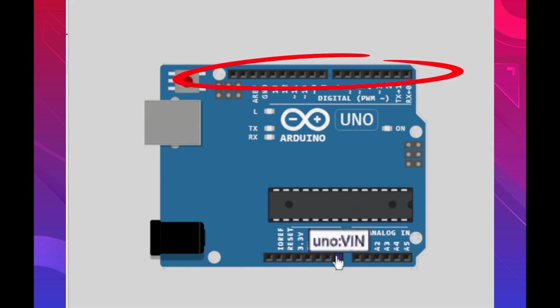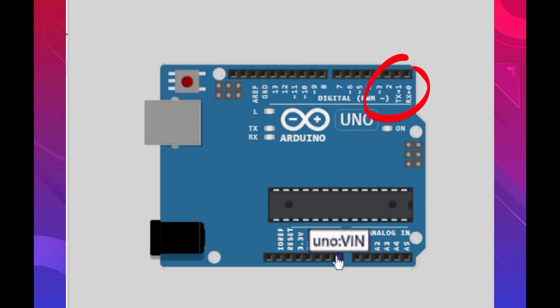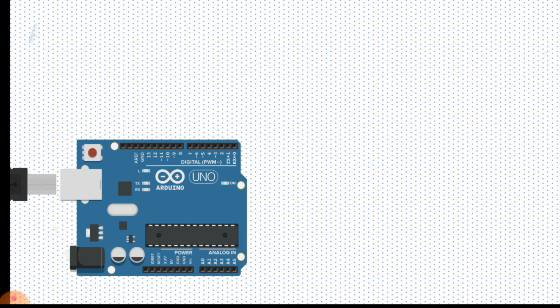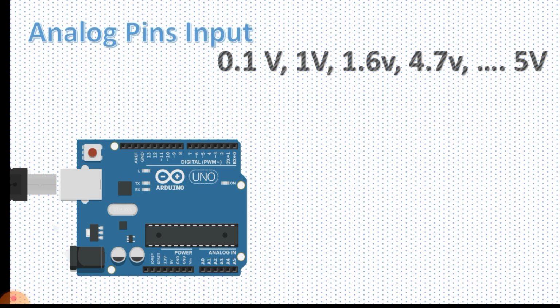These are the digital pins which start from D0 to D13. The first two pins, D0 and D1, are RX and TX pins. These are used to receive and transmit signals respectively. The digital pin runs based on 0 or 1 concepts. The analog pin works from 0 to 5 volt. We can give any voltage within these limits, like 0.1 volt, 1 volt, 1.6 volt, 4.7 volt up to 5 volt. We can turn the light on at 4.7 volt. Run the fan at 4.8 volt.